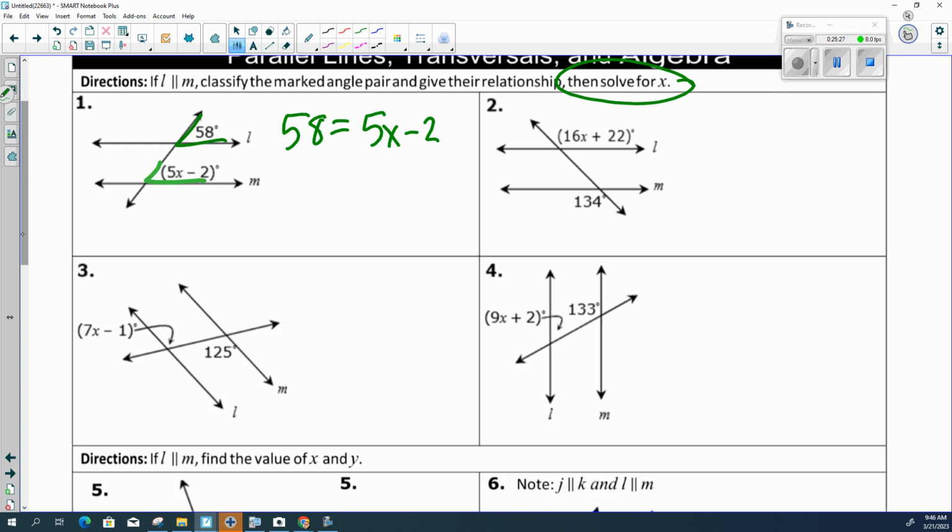Okay, I am not going to solve it. I know that you can add the 2 and divide by 5. That's not the part that I'm concerned about right now. So let's look at number 2.